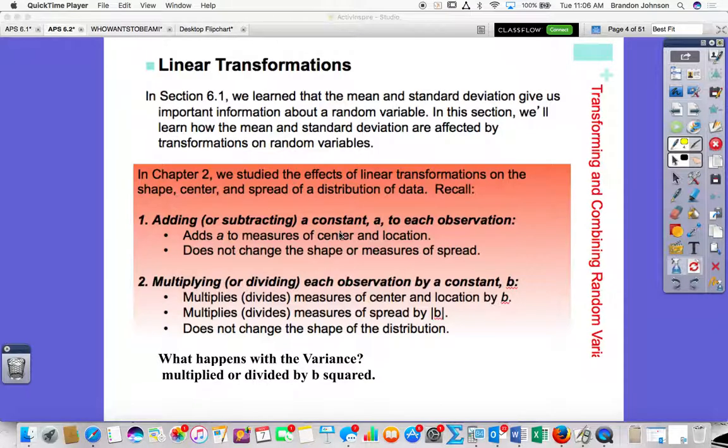Does that make sense? Is this on the notes? This is just pulling back from previous stuff. This was in chapter 2, if you remember. That's what we had talked about. When we multiply and divide, it impacts standard deviation and mean. But when we add and subtract, it only impacts center. Okay, Ella? Does that help you now? Kind of a recap. So this was chapter 2.